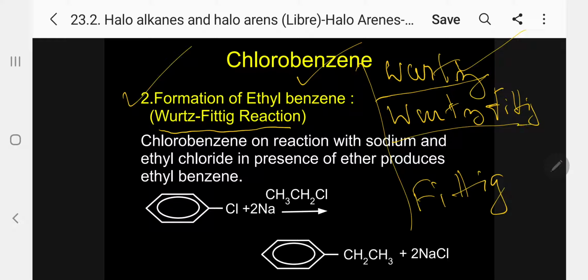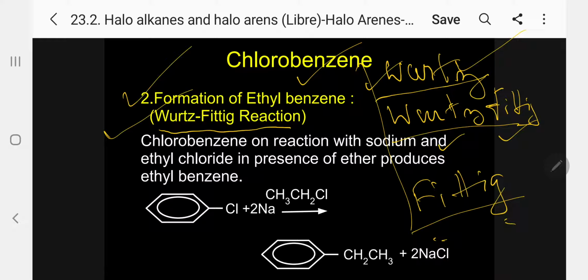Wurtz means both are aliphatic. Wurtz-Fittig means one part is aromatic, another part is aliphatic. Whereas Fittig means both molecules are aromatic. Kindly memorize this. Wurtz: both are aliphatic. Wurtz-Fittig: one is aromatic, another is aliphatic. Fittig: both are aromatic.